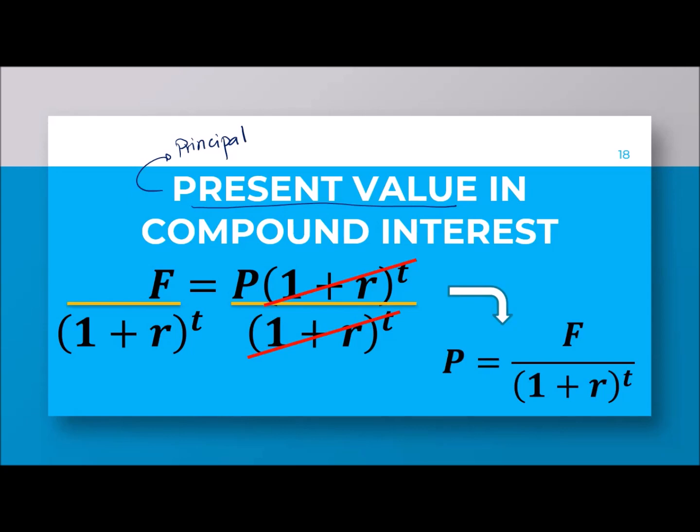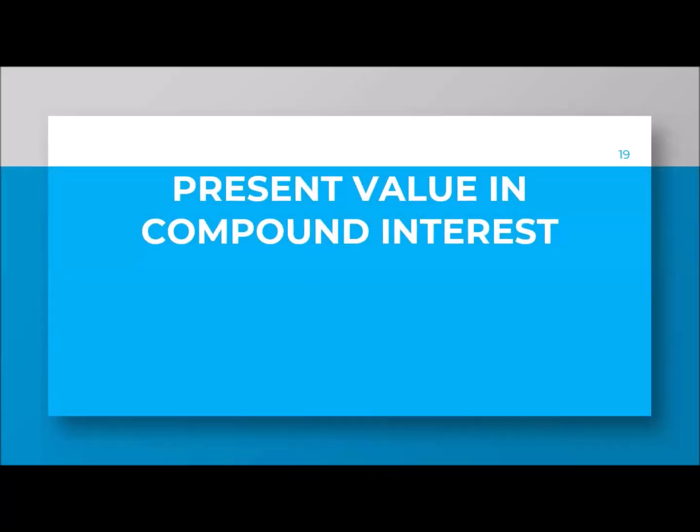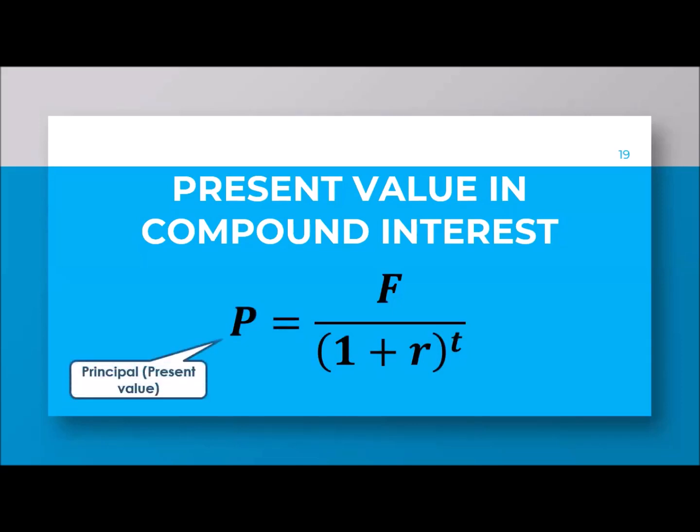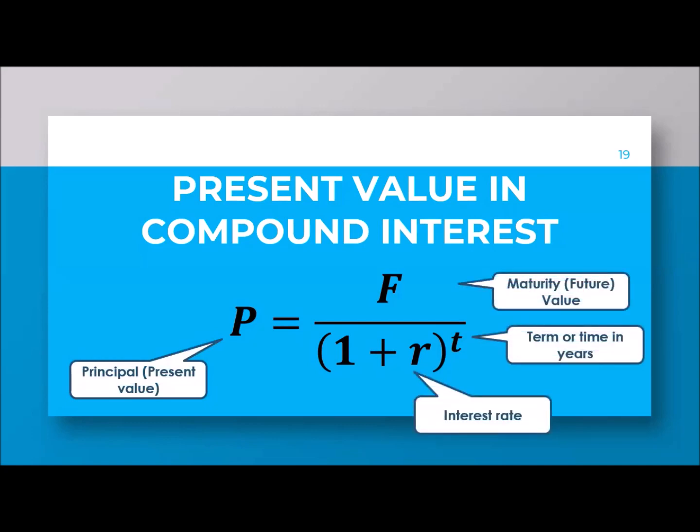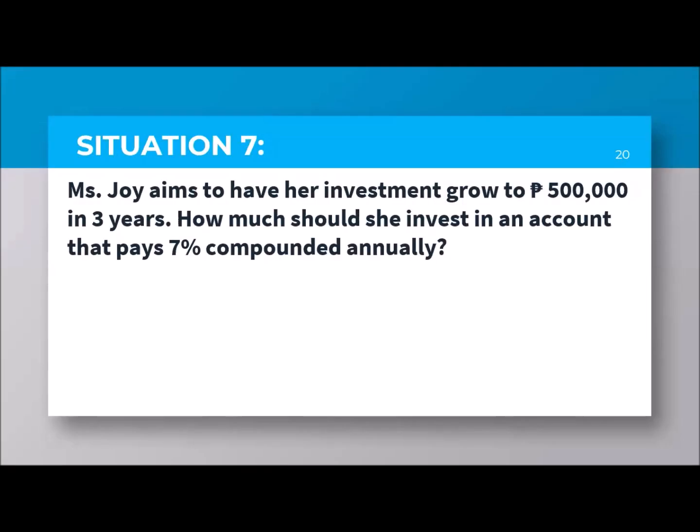Kaya sabi ko sa inyo kanina, pwedeng wag na kayong masyadong mag-memorize ng formula. Kailangan marunong lang tayo mag-manipulate. Okay? So, ito na ang formula in getting the principal amount in compound interest. P is the present value or the principal amount. F is the maturity value. T is the term or time in years. And R is the interest rate. So, let's try it in another situation.